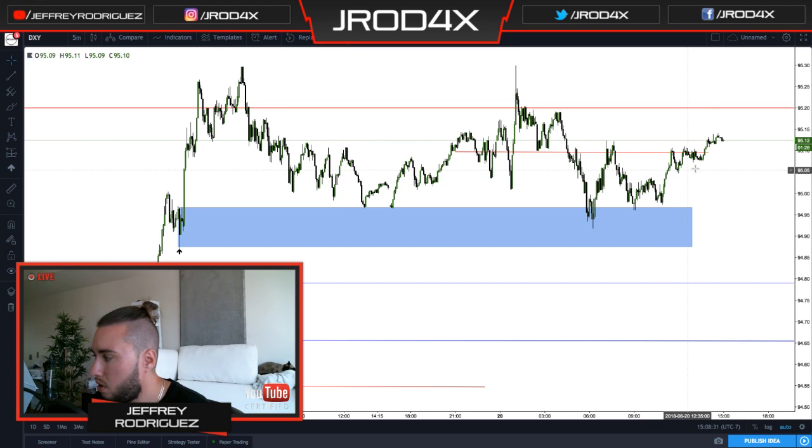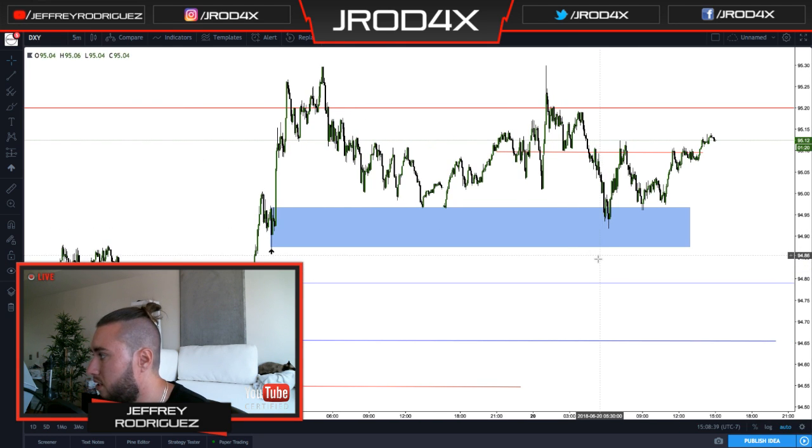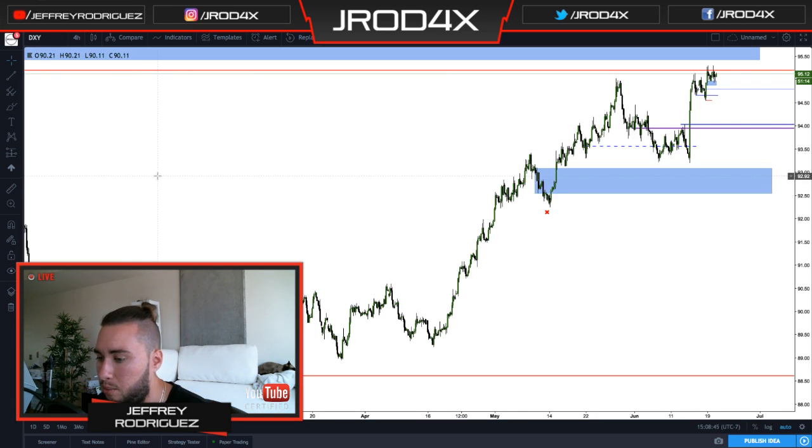Now, if we do break below this, it's likely that we're going to at least have some form of a deeper retracement to the downside before continuing higher. So just keep an eye out for that, but I am expecting overall higher prices on dollar index, which would indicate weaker prices inside of foreign currency.